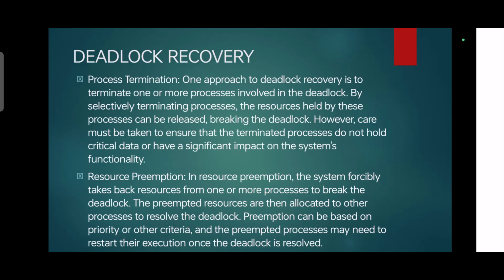Next is resource preemption. In resource preemption, the system forcibly takes back resources from one or more processes to break the deadlock. The preempted resources are then allocated to other processes to resolve the deadlock. Preemption can be based on priority or other criteria, and the preempted processes may need to restart their execution once the deadlock is resolved.